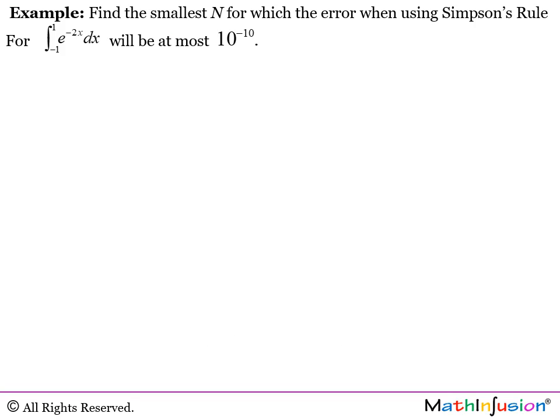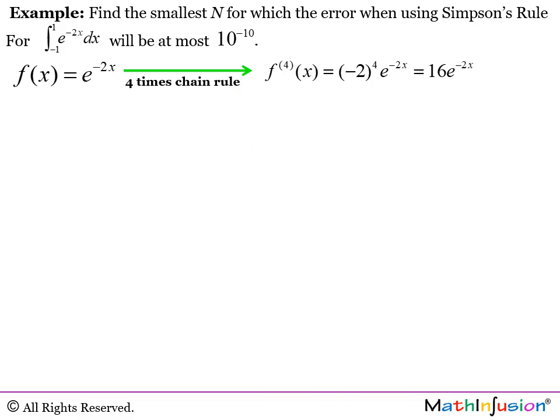Example, find the smallest n for which the error when using Simpson's rule for the integral between -1 and 1 of e to the negative 2x dx will be at most 10 to the negative 10. Here is the function. Each time we apply a derivative, we get negative 2 times the previous derivative, so after 4 times, using the chain rule 4 times, we are going to get 16e to the power of negative 2x. We want now to bound that.